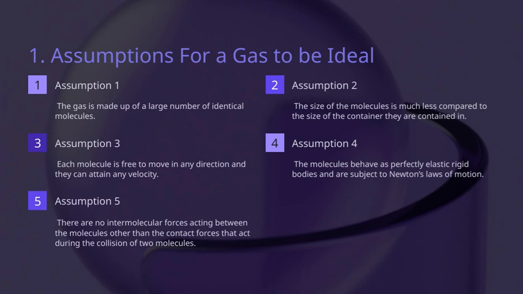We also assume that each molecule is free to move in any direction and can attain any velocity, which adds to the randomness and flexibility of their motion. Lastly, the gas is composed of a large number of identical molecules, which helps us apply statistical methods and makes the behavior predictable on average. These assumptions are foundational because they help us model gases in a simplified, idealized way, making it easier to understand their fundamental properties and behavior in various situations.